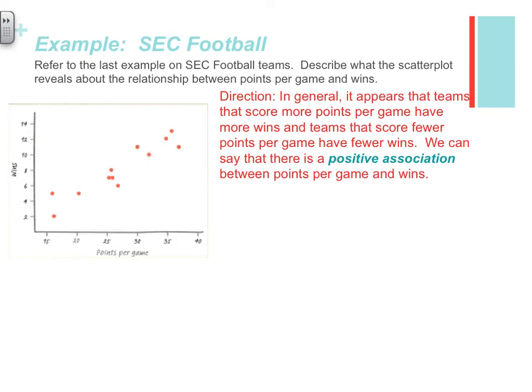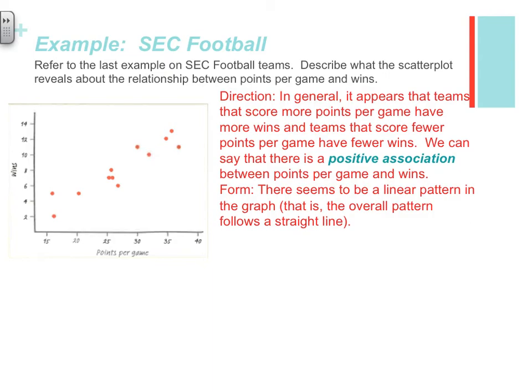Let's talk about the direction. So in general, it would appear that teams that score more points per game have more wins than teams that score fewer points per game, who have fewer wins. We can say that there is a positive association between the points per game and the wins. Now the form. So there seems to be a linear pattern in the graph. That is, the overall pattern follows a straight line here.